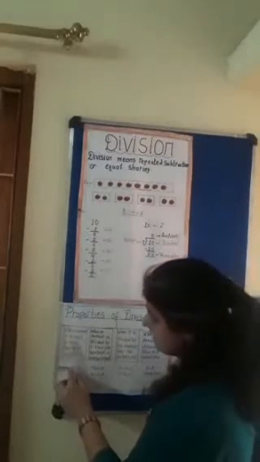Now properties of division. First property, when a number is divided by itself, then the quotient is 1.